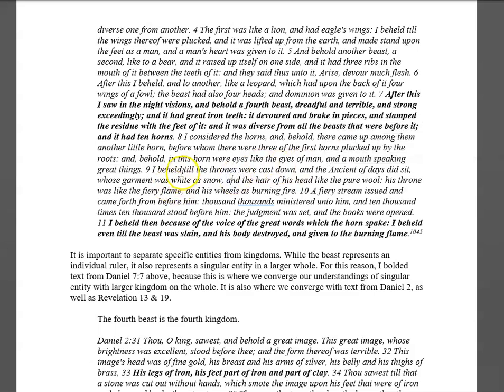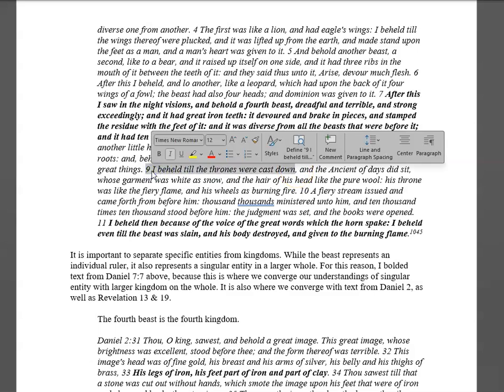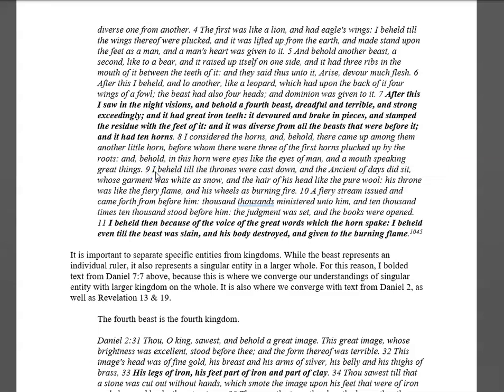I beheld till the thrones were cast down. This is essentially a reference to Revelation 13 saying, being given power to continue 40 and 2 months from the time where he commits the abomination of desolation. At the end of that 40 and 2 months, what happens? Armageddon, and he gets tossed into the lake of fire, which is what this is about to tell us.